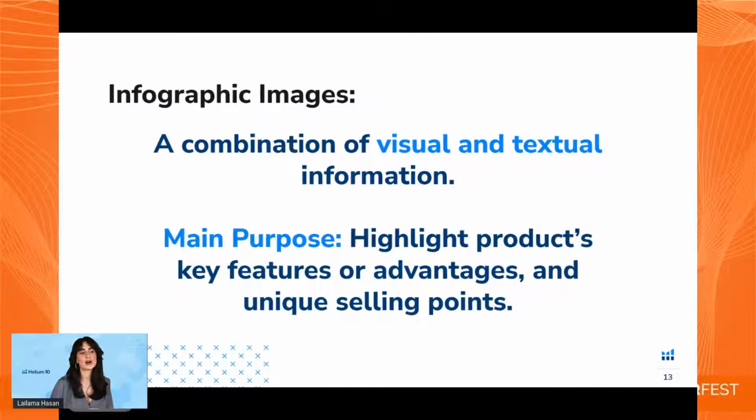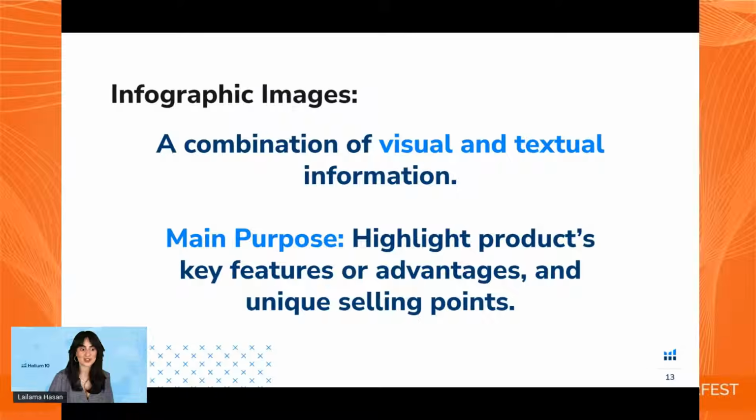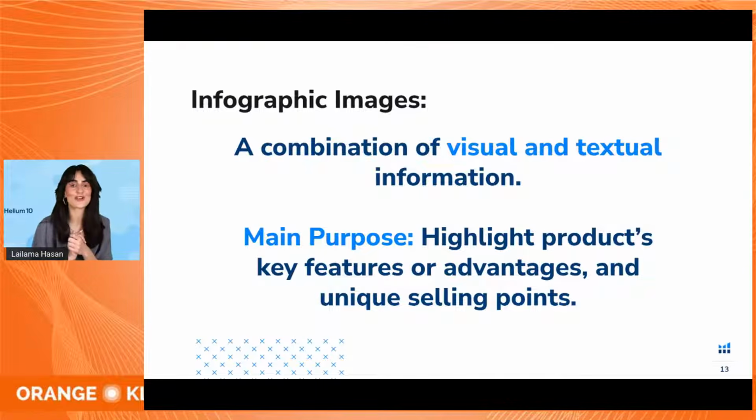And so let's move on to the next type of listing image, which is your infographic images. Now, what exactly is your infographic image? It's basically a combination of visual and textual information. And the main purpose is really to highlight your product's key features or advantages, or any unique selling points you may have to your product.